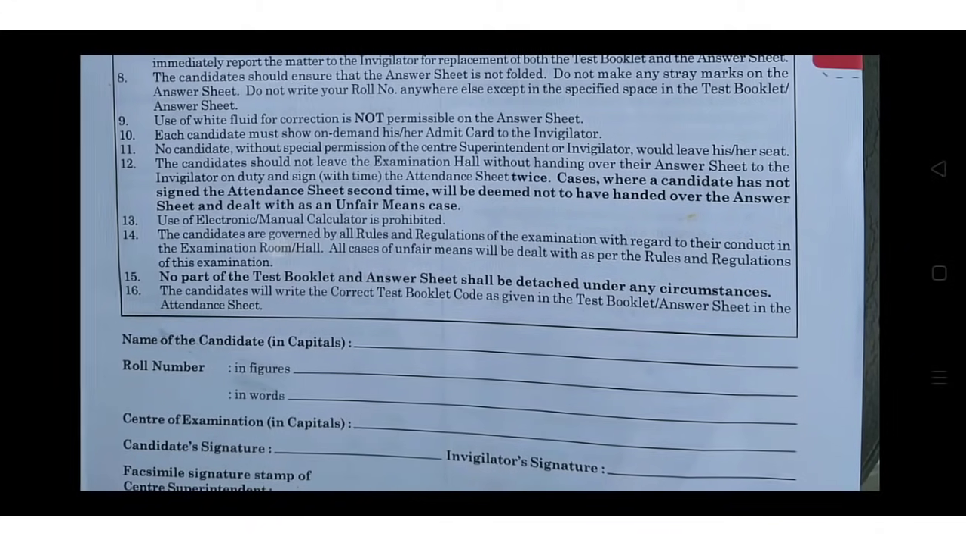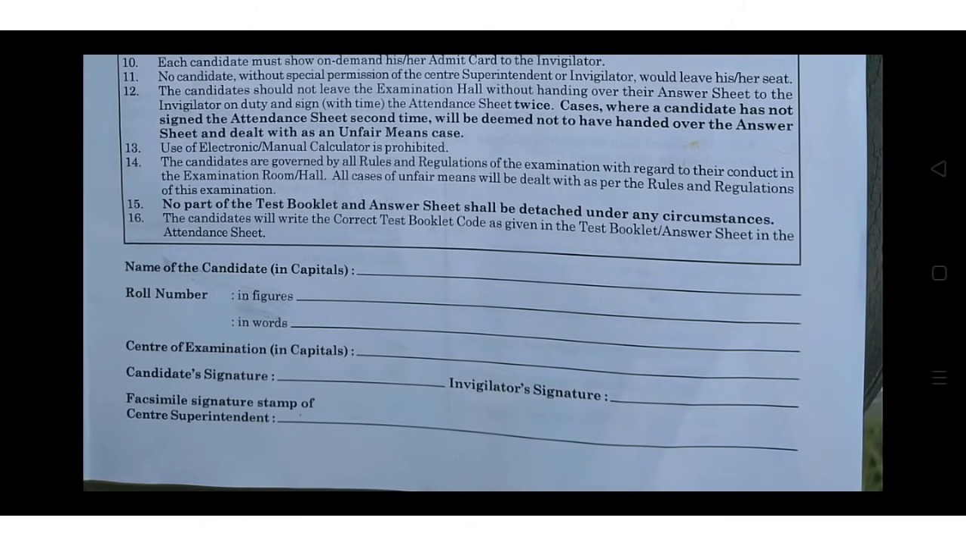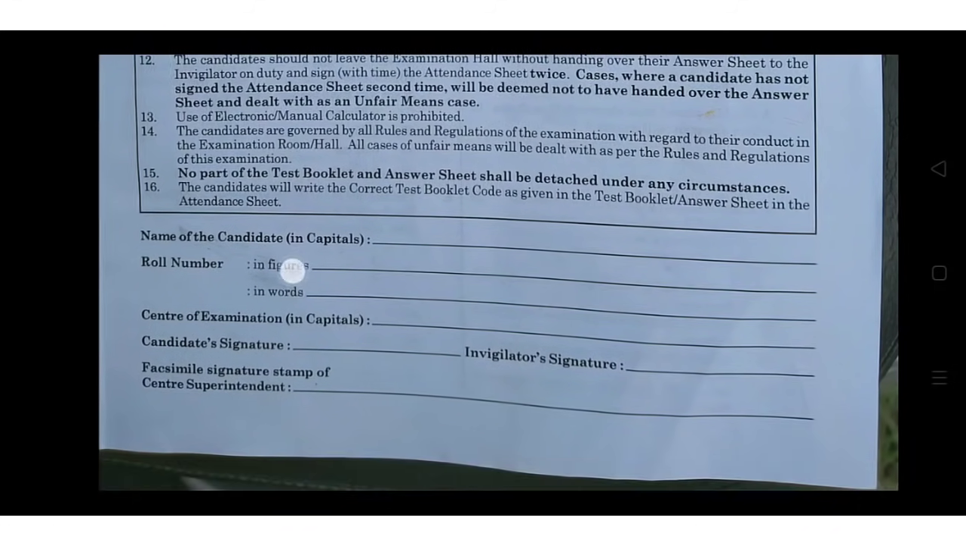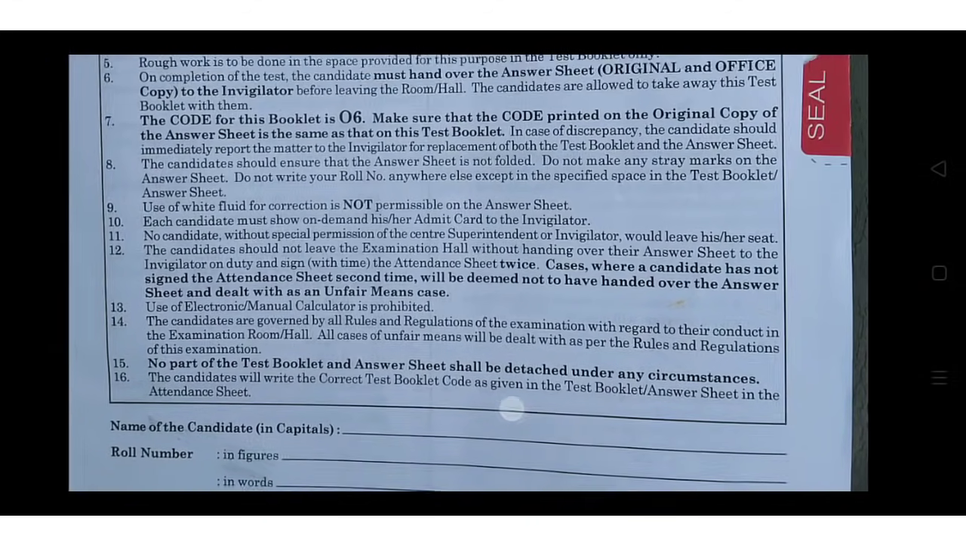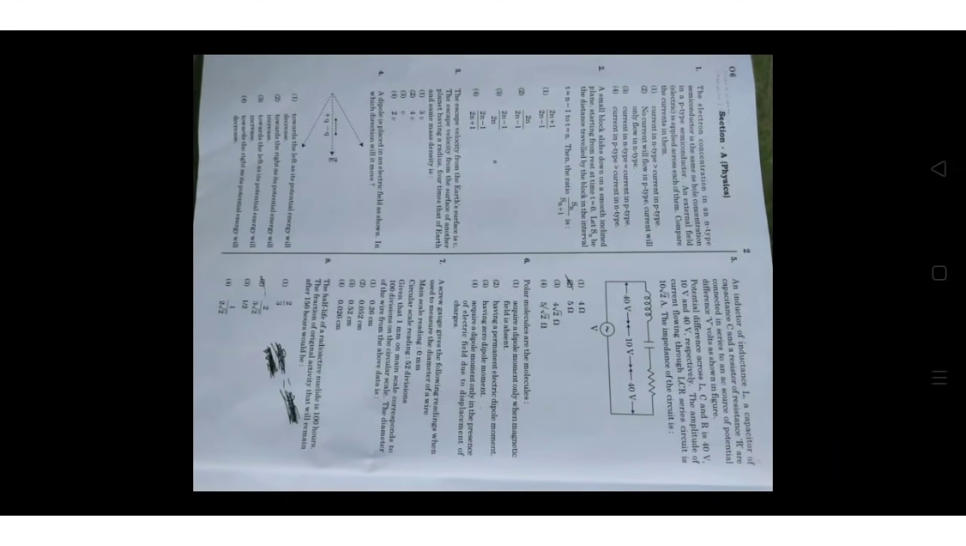Before uploading any key answers, first I would like to upload the question paper, because so many people have not attended the examination, so it should be helpful for them. So this question paper I would like to upload. One by one, here you can see the questions. Those students who have not given the examination, it will be helpful for them.